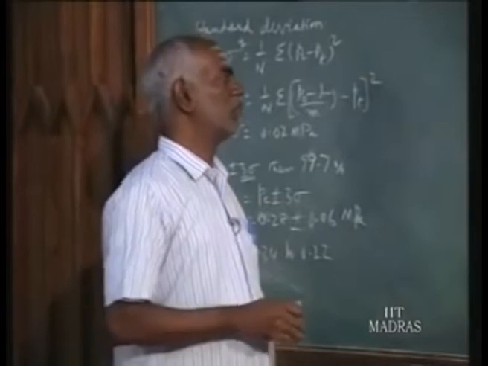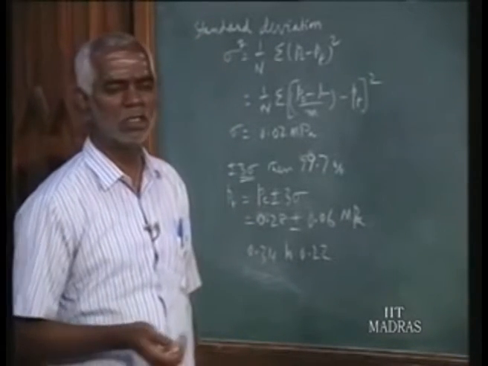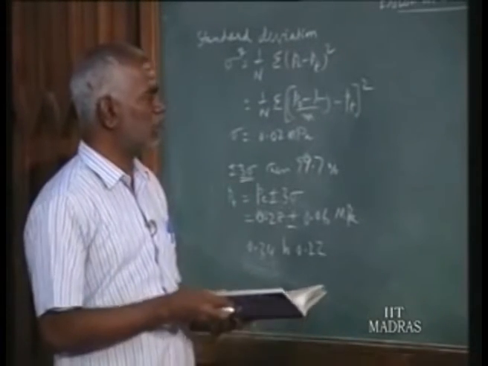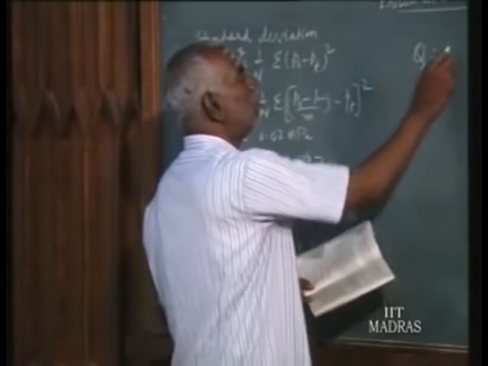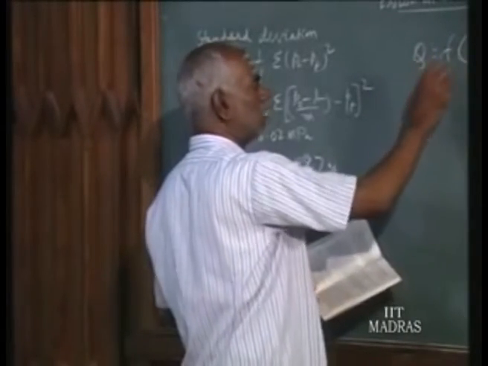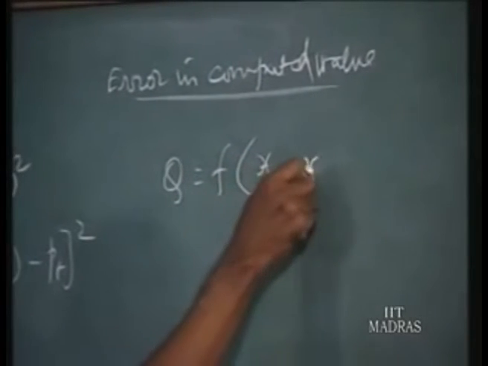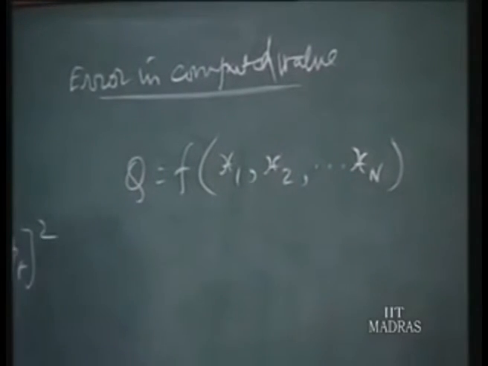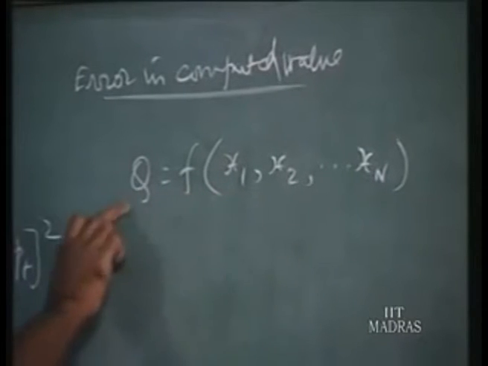That is what we want to find out. The computed value will have some error based upon the error of the individual measurements. First we derive the mathematical equation for this phenomenon. Suppose Q is a computed value obtained from measurements of x1, x2, and so on up to xn. N measurements are made, and using a function q is equal to a function of these, we can compute the value of q.